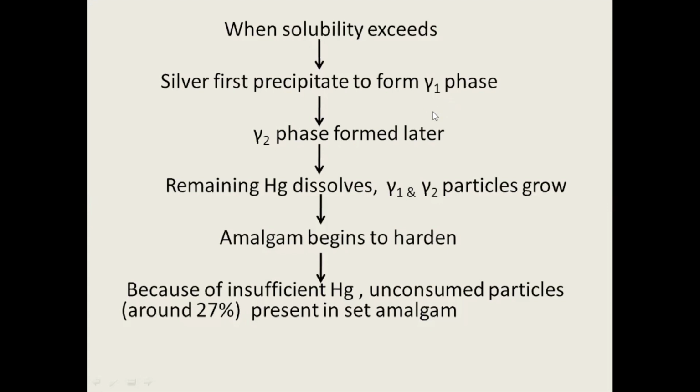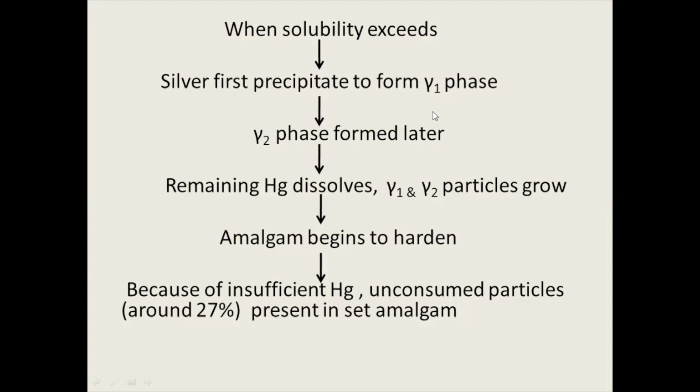After this, there is a formation of gamma 2 phase also, means tin will also precipitate and there is formation of tin mercury. Then the remaining mercury, as the time goes on, the remaining mercury dissolves, gamma 1, gamma 2 particles are continuously forming, and these crystals start to grow and impinge on one another, and after some time amalgam begins to harden.